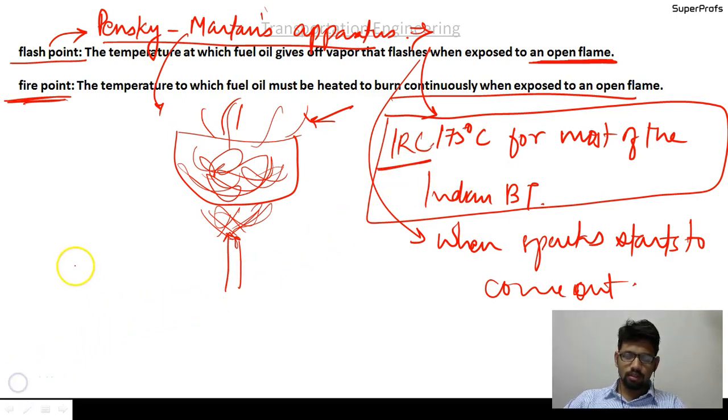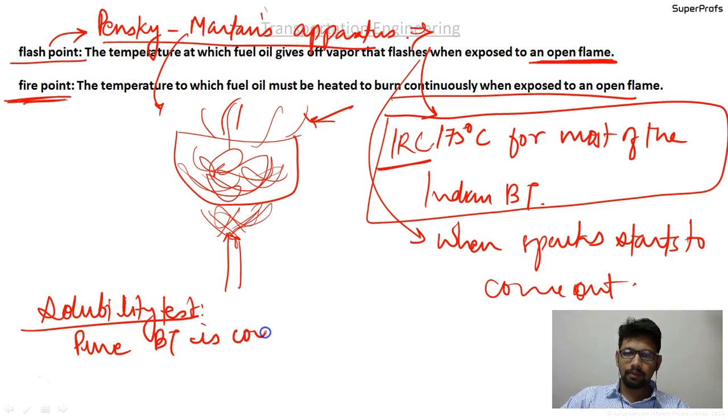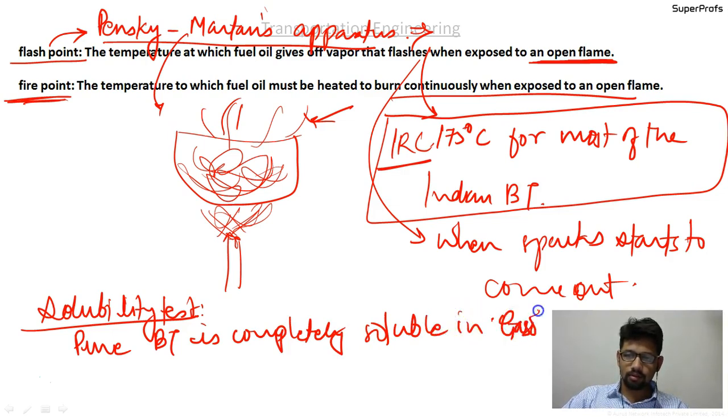Okay, so next test is the solubility test. Pure bitumen is completely soluble in gasoline. It completely dissolves in this. Completely soluble means it dissolves.